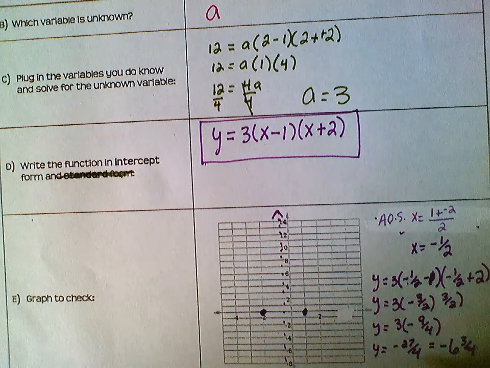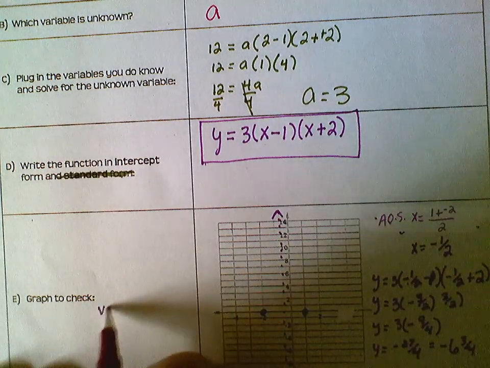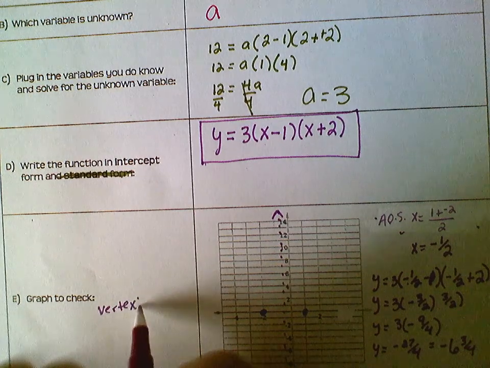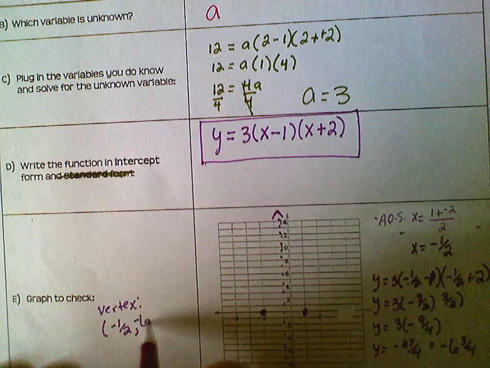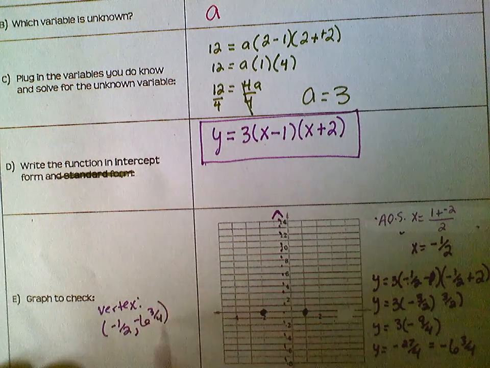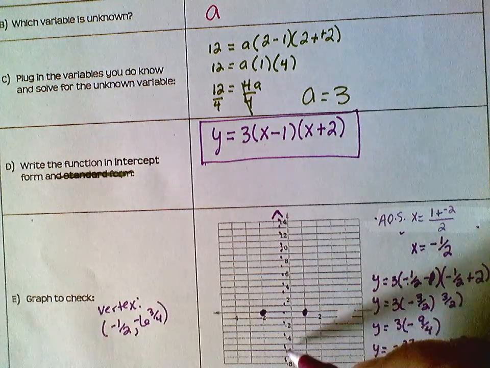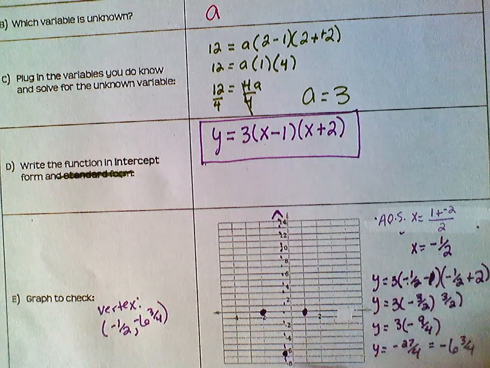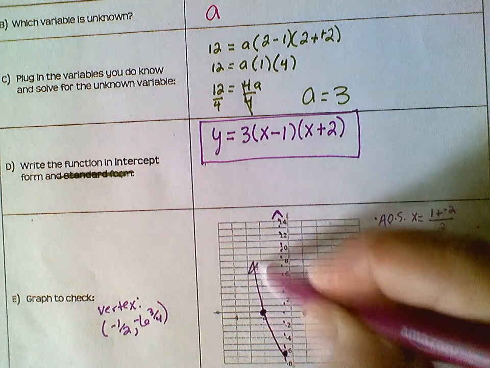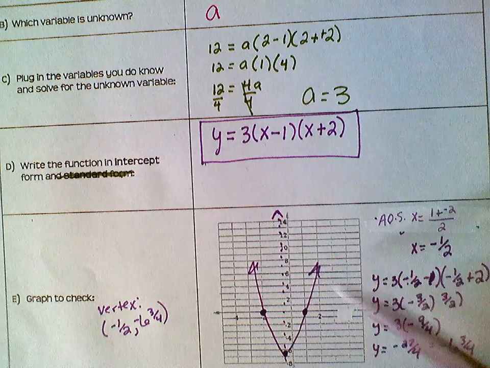So my vertex is (-1, -6 3/4). So down here, 6 and 3/4 is going to be almost to negative 7. And there we go.